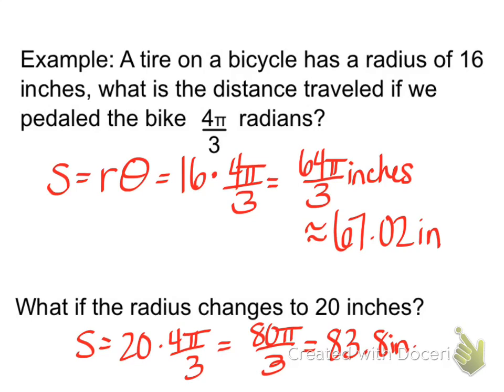So by adding 4 inches onto the radius of the bicycle, we now have 16 more inches traveled during that distance of 4 pi over 3 radians.